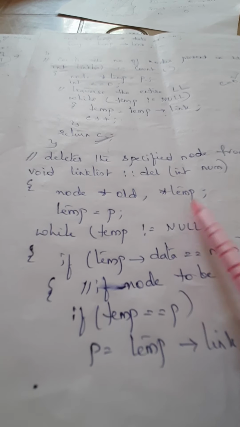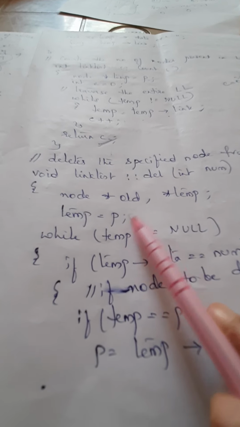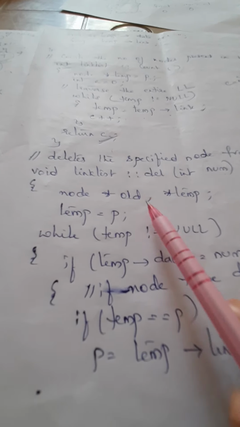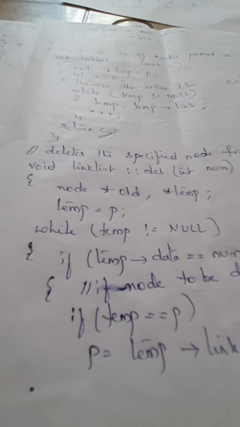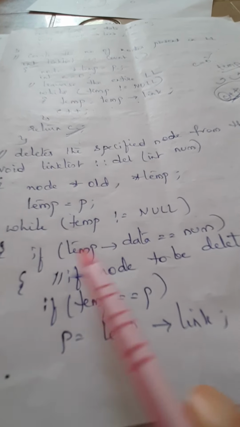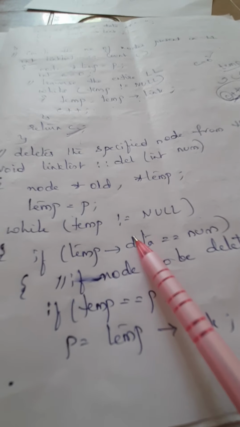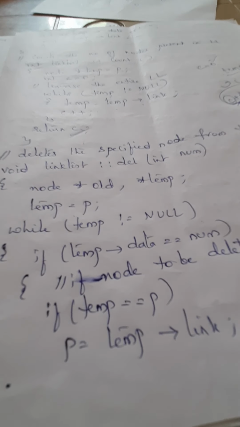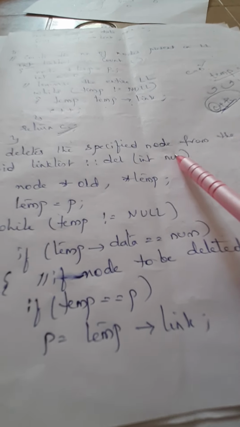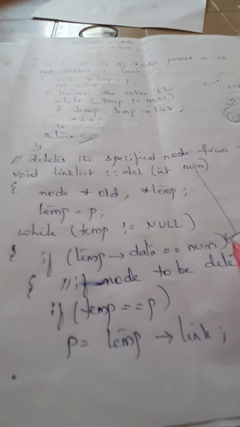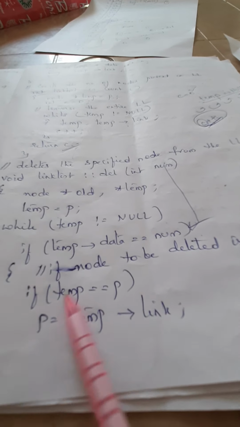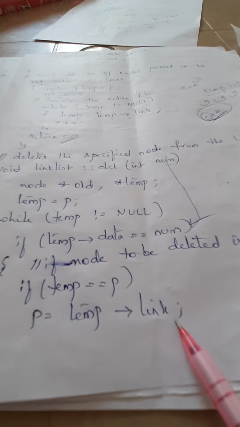Node star old star temp. Temp is equal to p. What is star old here? Because once you delete an element, you have to reconnect the elements with the nodes, the old node and the next node, when you delete the node from the middle. Okay, so while temp is not equal to null, you will move temp of data is equal to number. If temp is equal to null, you can't delete an element. So always see that the temp is not equal to null. If temp of data is equal to number that you have passed as a parameter, then you can delete that node. Node to be deleted is the first element. So what you have to do, temp is equal to p is equal to temp of link.